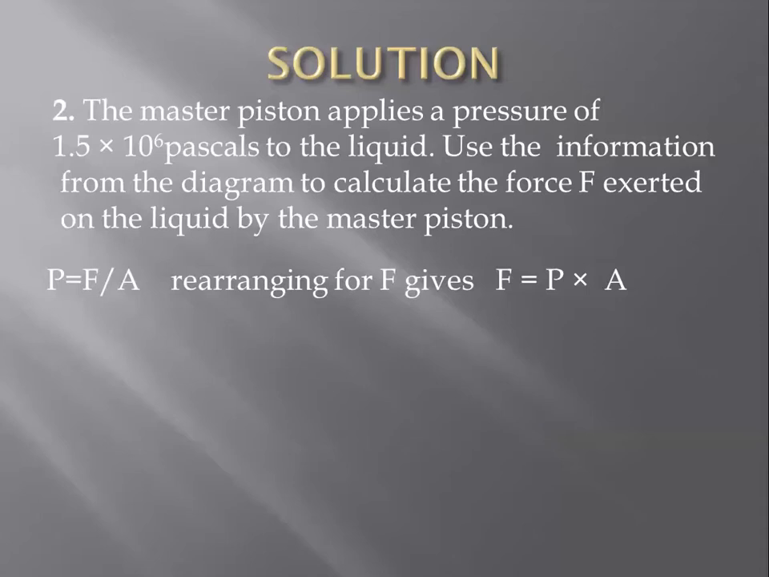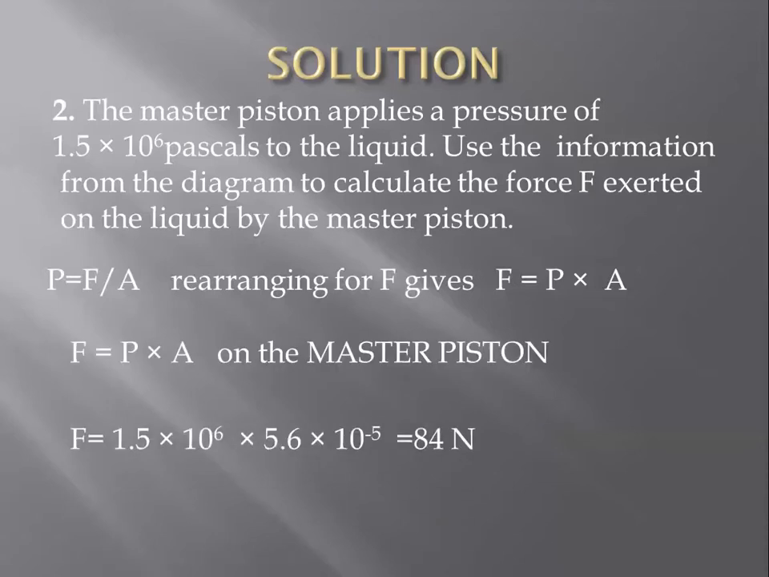We now put the numbers in the right order, and we find that F equals 1.5 times 10 to the 6 from the question, times 5.6 times 10 to the minus 5, the area from the diagram, and that equals 84 newtons. So that's the force behind the handle.